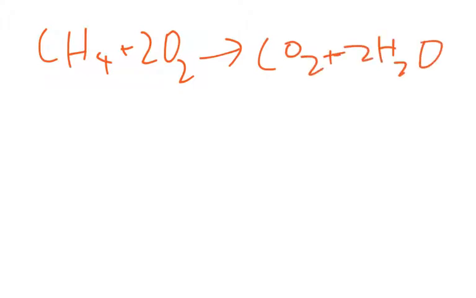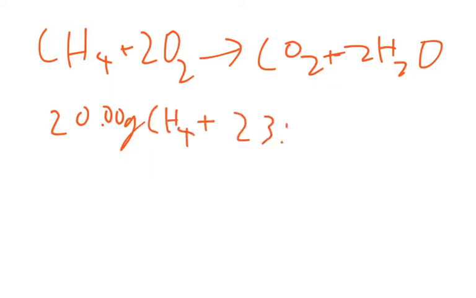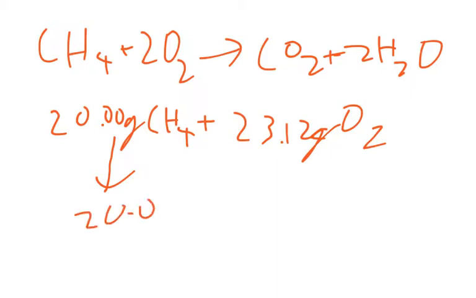So what if I didn't give you moles or dozens of molecules or molecules? What if instead I gave you grams? So what if I said 20.00 grams of methane react with 23.12 grams of oxygen gas? Can we say 20 grams of CH4 produces 20.00 grams of carbon dioxide, since it's a 1-to-1 ratio? Well, no, you can't do that, because this reaction is showing you the ratio of molecules, not the ratio of masses.